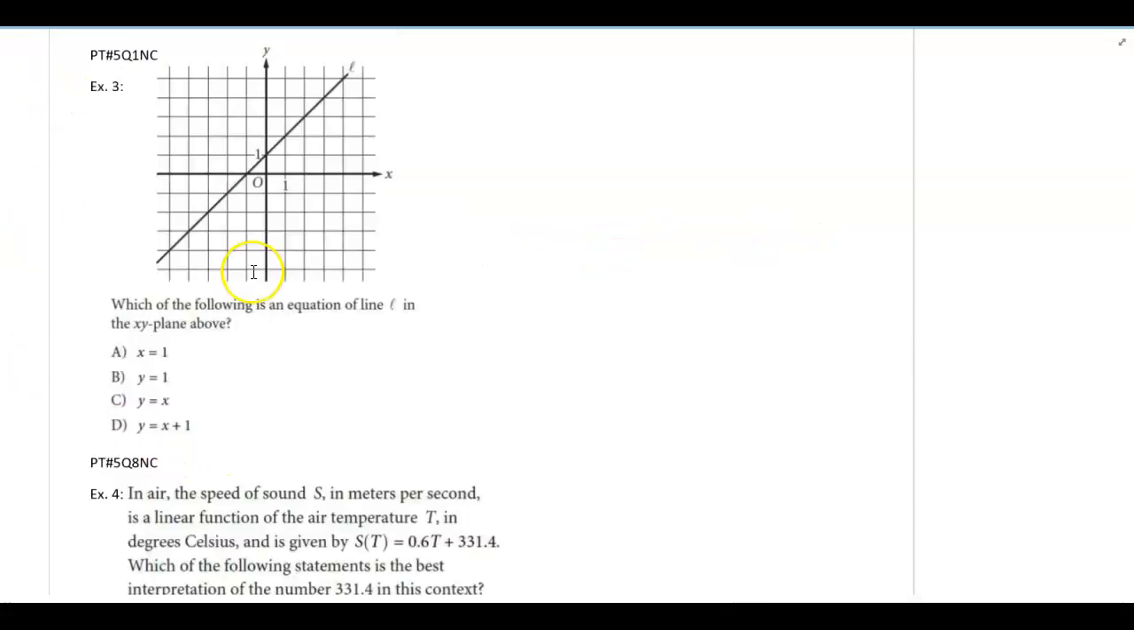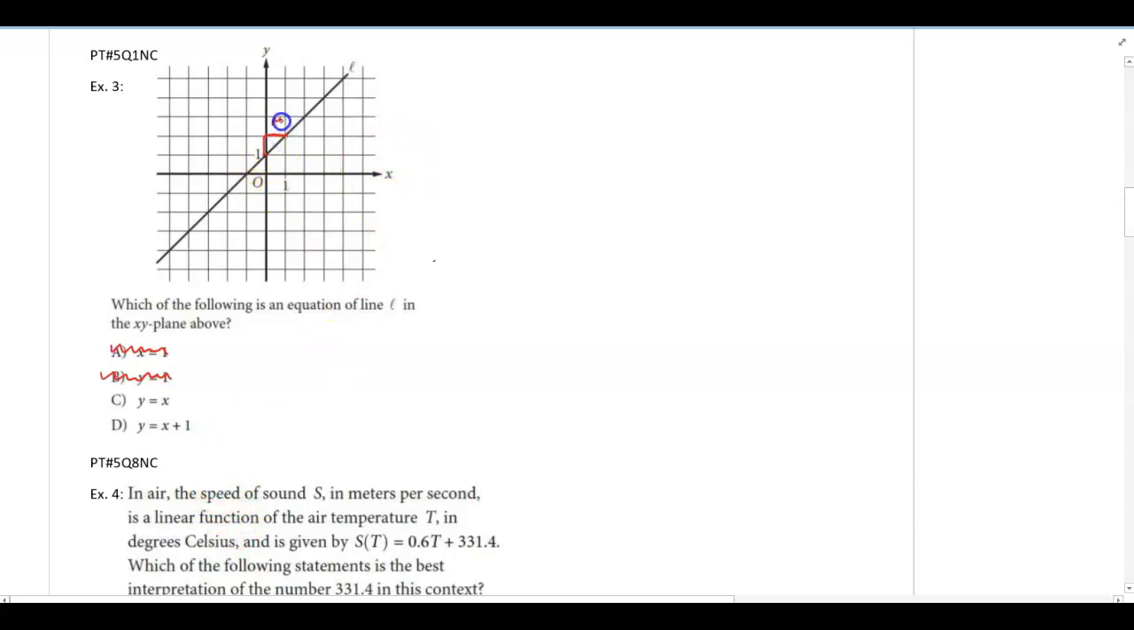Example 3, right? So right away, in example 3, it says, which of the following is an equation of line L in the XY plane above? Well, guys, this should be very straightforward. Right away, you know it's a diagonal line. So this would be the equation of a vertical line. This would be the equation of a horizontal line. Those can't be it.